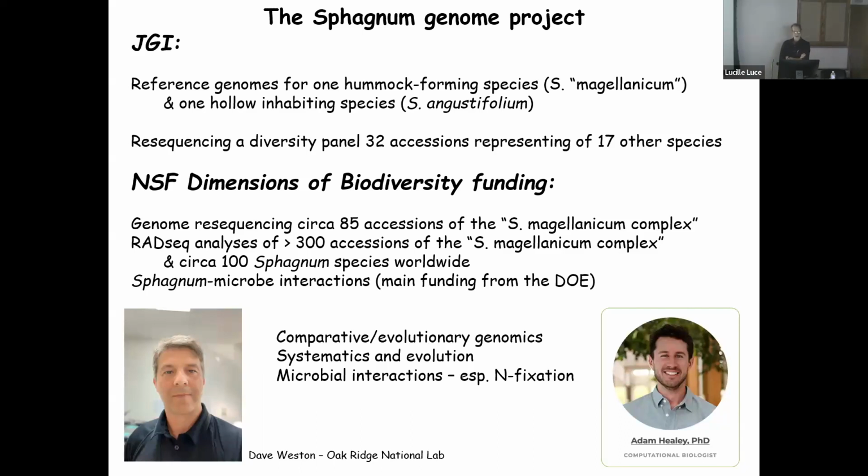Using that as leverage, we got a 5-year Dimensions of Biodiversity grant, and we resequenced a whole slew of additional accessions representing the Sphagnum magellanicum, which turns out to be a complex. We also did a lot of RAD-seq analyses, because that allowed us to work with dried material and increase our sample size, et cetera. Dave's lab especially worked on Sphagnum microbe interactions, and we've had funding from the DOE for that work. My two closest collaborators are Dave at Oak Ridge, and Adam Healy, a computational biologist who really did the heavy lifting in terms of dealing with the genome data.